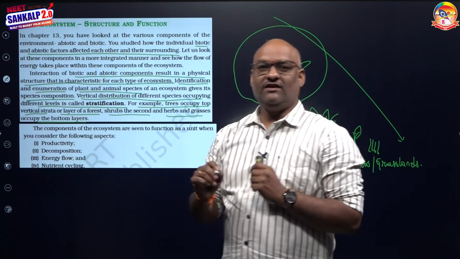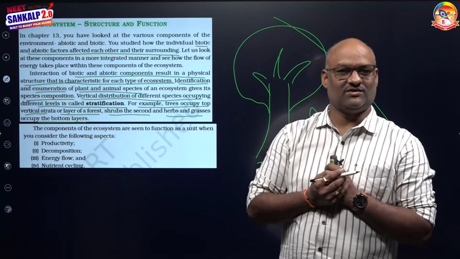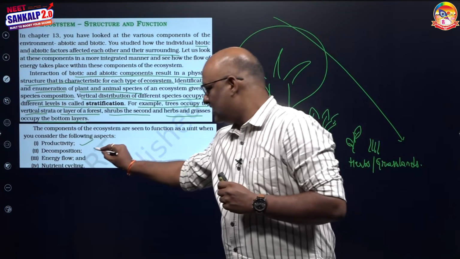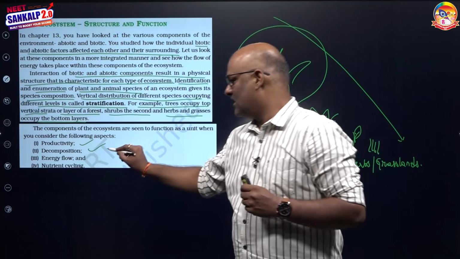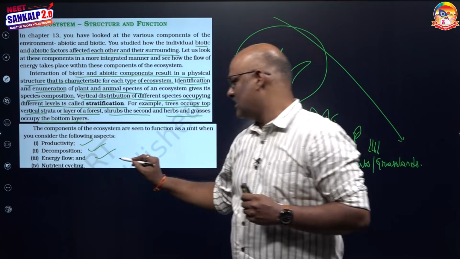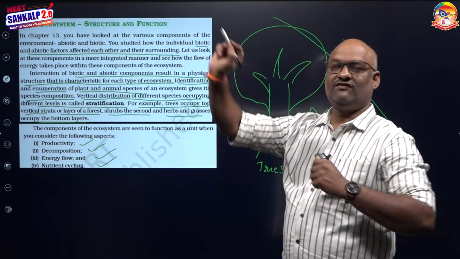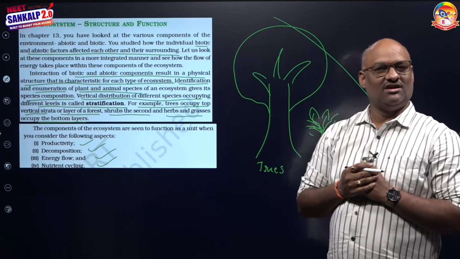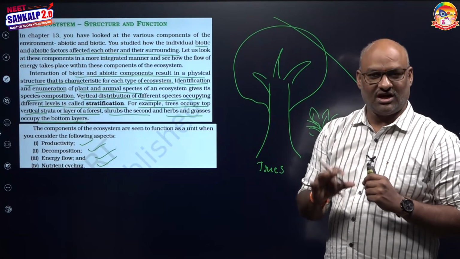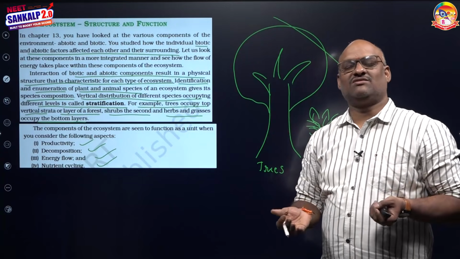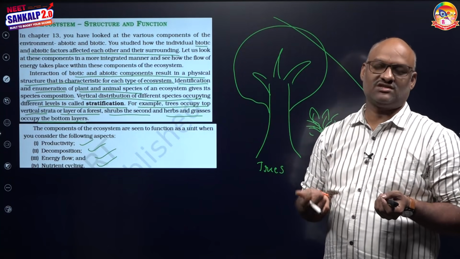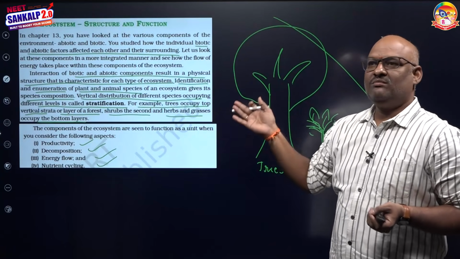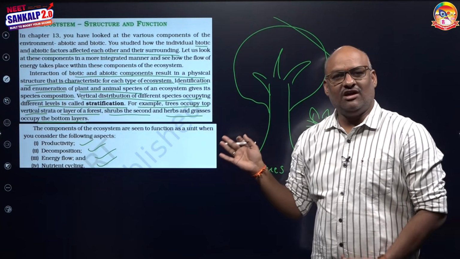Now, what are the four basic components of an ecosystem? Productivity is a basic component of an ecosystem, along with decomposition, energy flow, the flow of energy, as well as nutrient cycling. These are the four basic components, and every ecosystem will have all four. Even if it is a small pond ecosystem, or a large ecosystem like terrestrial ecosystems, forest, or sea or ocean, in all ecosystems these four basic components will definitely be operating.